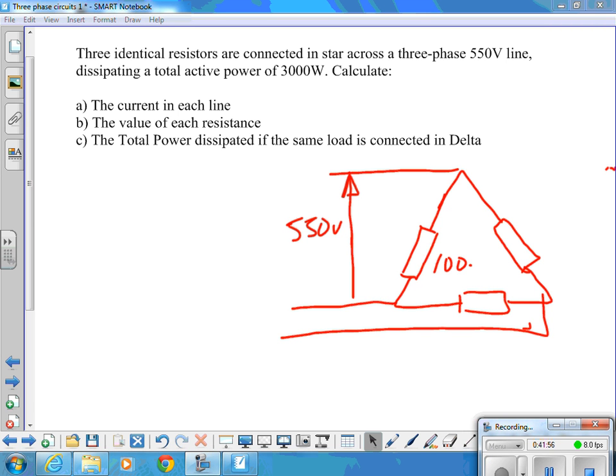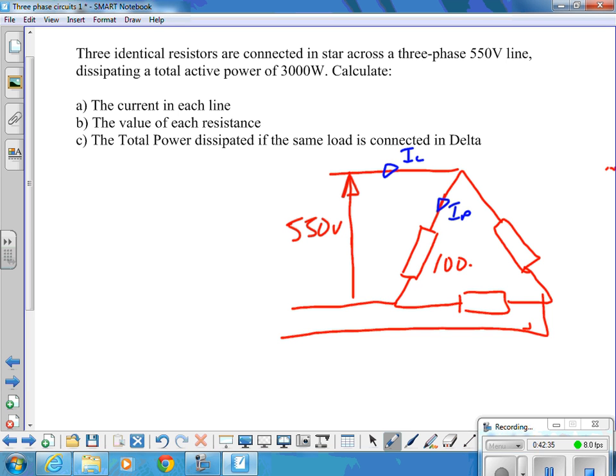We'll go with 100. We'll not worry about the 0.8 of an ohm. So how can I calculate? Now we've got different currents here, haven't we? This is IL. We've got 3 I phases. But line voltage and phase voltage now are equal.